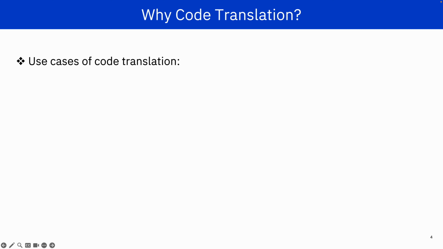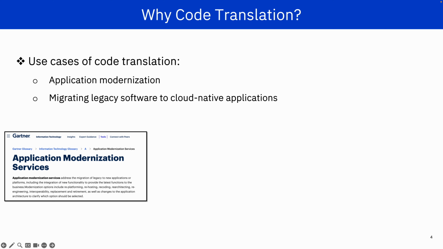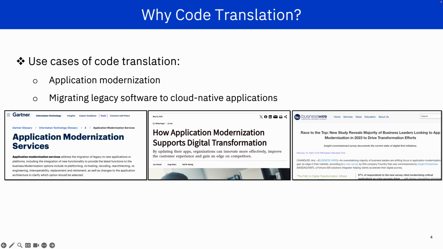Some motivations for code translation include application modernization, where the idea is to modernize applications written in very old languages, like legacy applications from the 80s and 90s, into better languages like Java, which has more support and more use cases. Also, it's very important to migrate the application architecture from, let's say, monolithic to cloud native applications. So, application modernization is a very important problem in the industry.